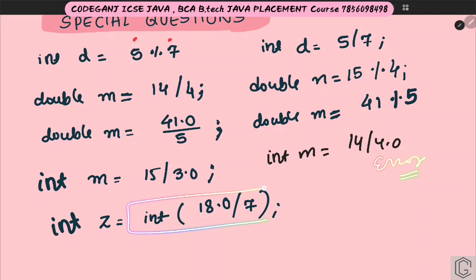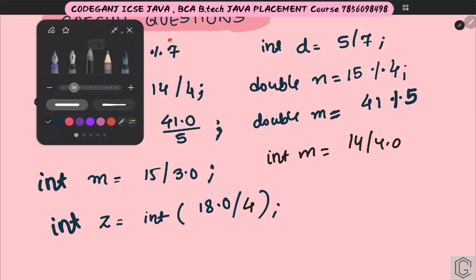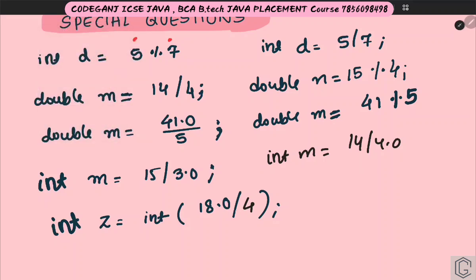But suppose you have something like this. In this case, what will happen? Try to understand. This is 18.0 by 4. So this is your double, this is your int. So this will be calculated in double. So you can now completely clear it as 4.50. So this whole thing got solved and became 4.50.